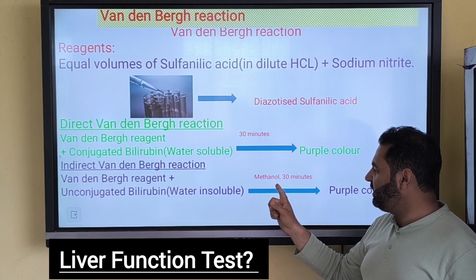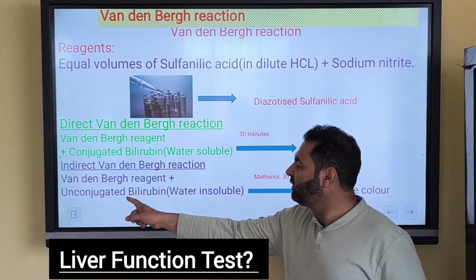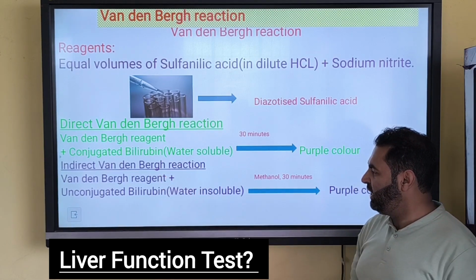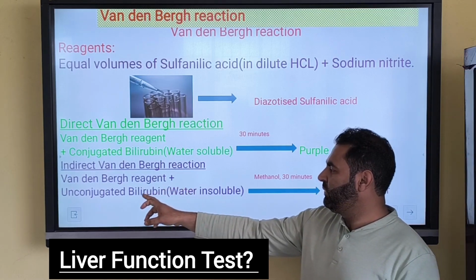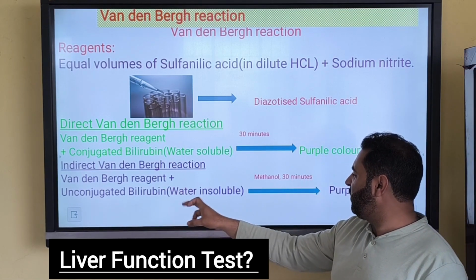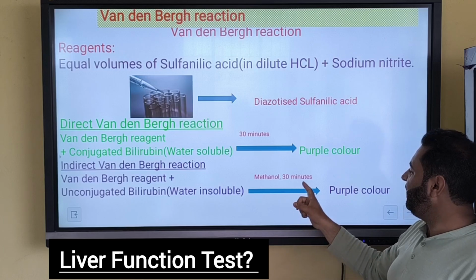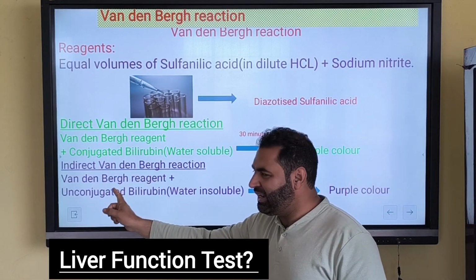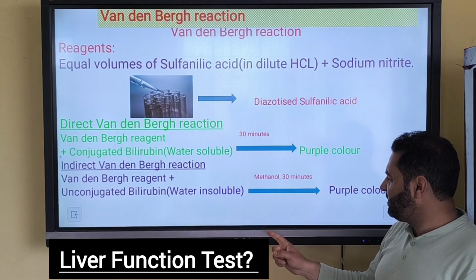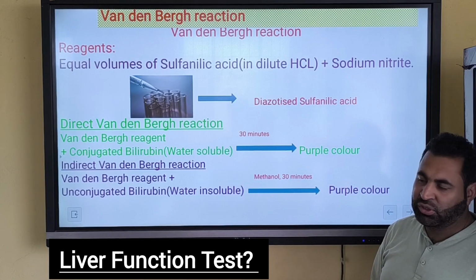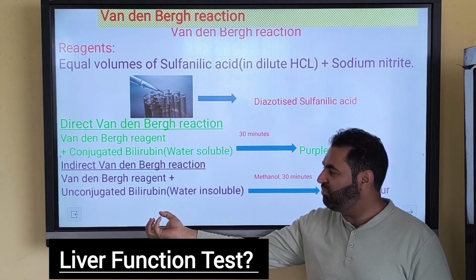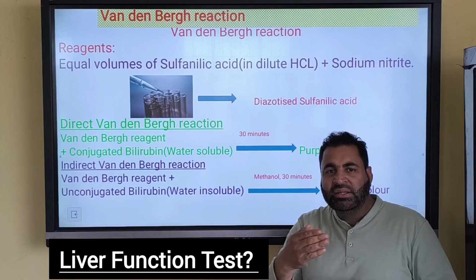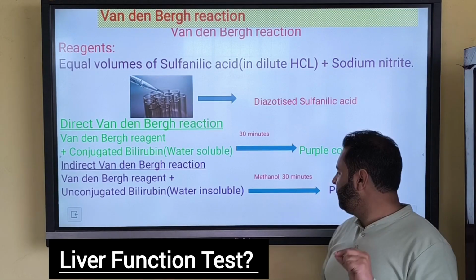Once methanol is added, this makes this unconjugated bilirubin somewhat soluble, and then this Van den Bergh reagent can react with the unconjugated bilirubin that is made soluble by methanol. Then in 30 minutes we are getting purple color. This is called indirect Van den Bergh reaction because we need to add methanol to make water soluble unconjugated bilirubin, and then we are getting purple color. So we are getting indirectly purple color. We have to add methanol.